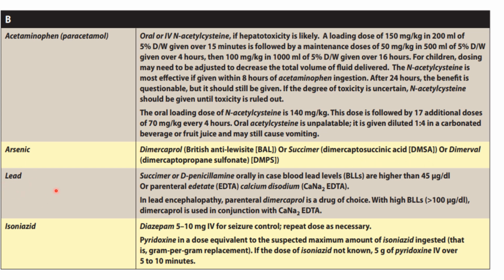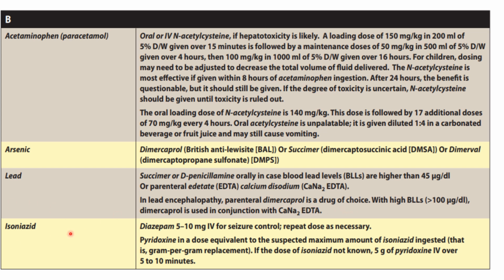Then about lead, it is also a heavy metal. Succimer or penicillamine orally in case blood lead levels are higher than 45 microgram per deciliter, or parenteral edetate. Edetate in the sense calcium disodium edetate. Then in case of lead encephalopathy, parenteral dimercaprol is a drug of choice.